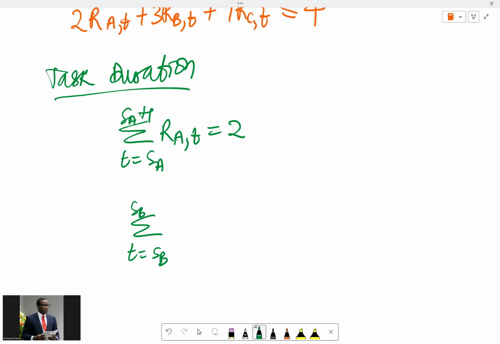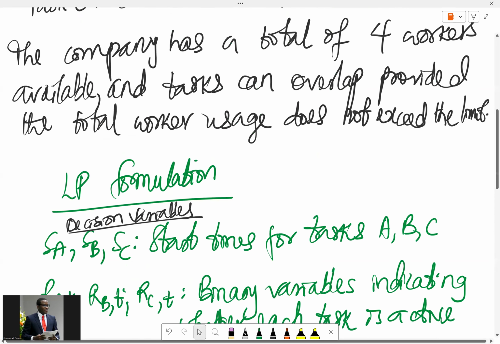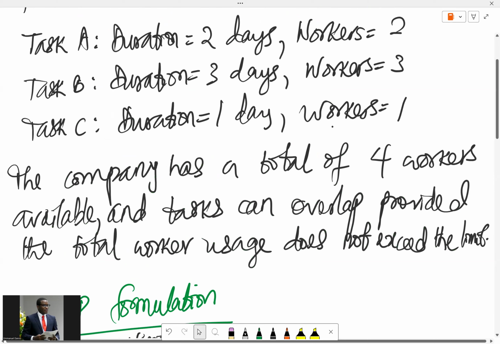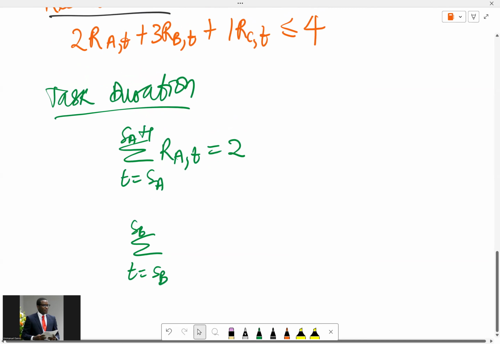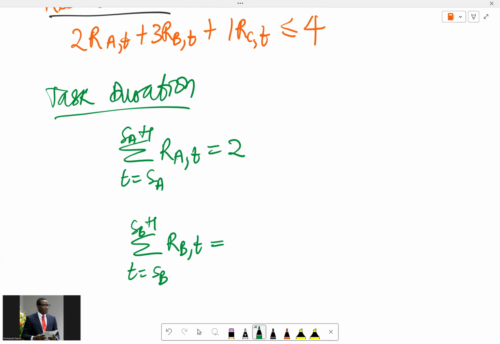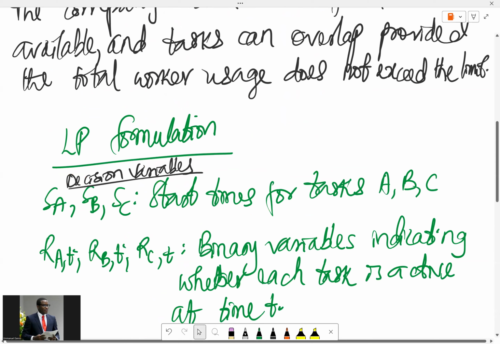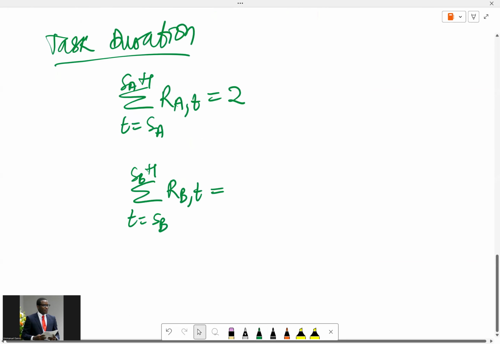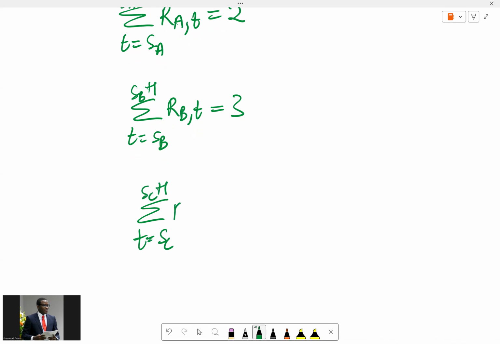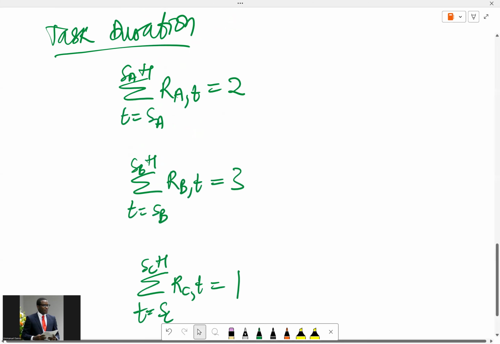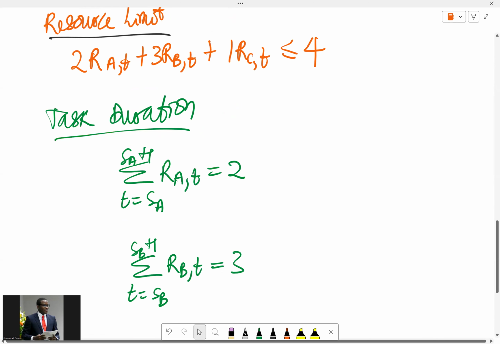By the same token, for task B, the summation of RB,t for t equals SB up to SB plus 2 should be equal to 3, talking about duration. And the summation of RC,t for t equals SC up to SC should be equal to 1.